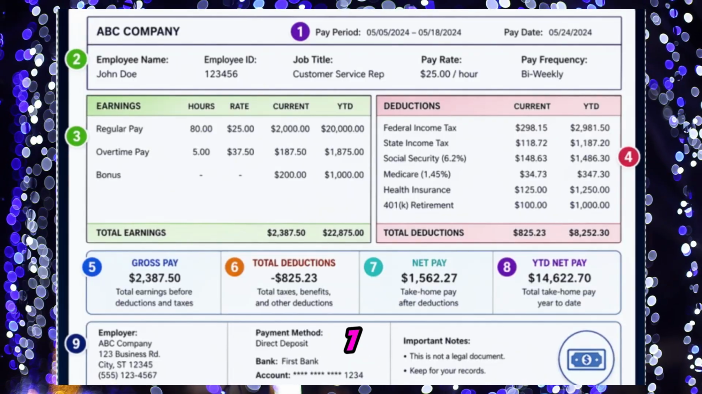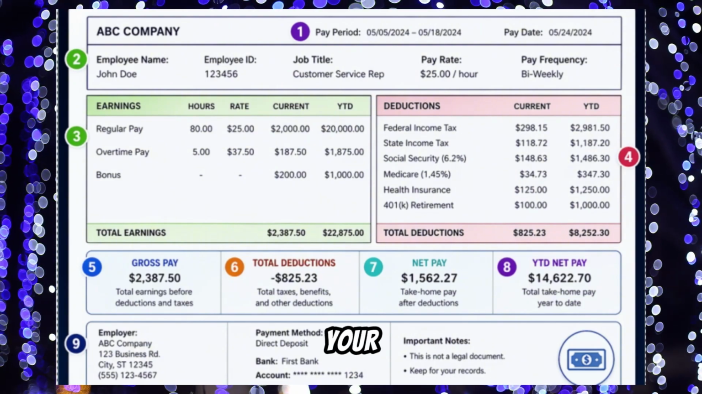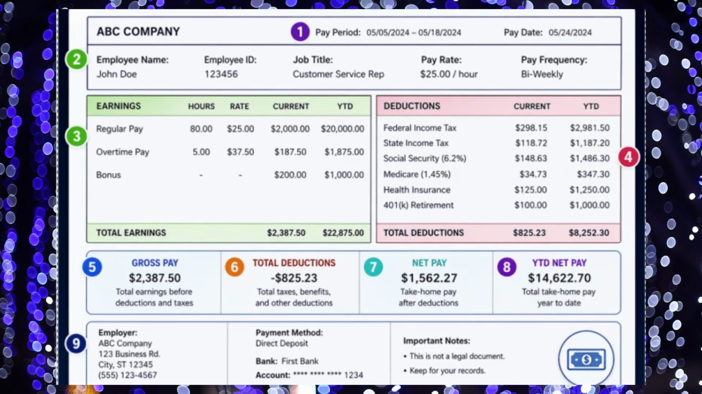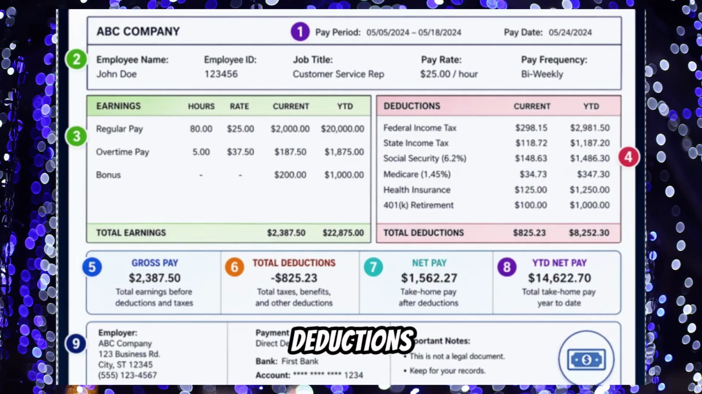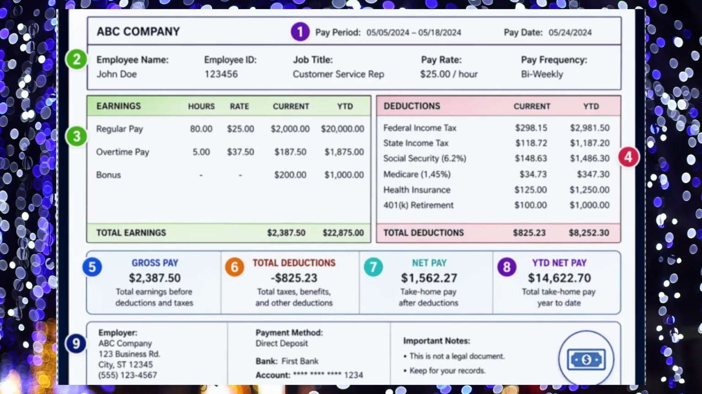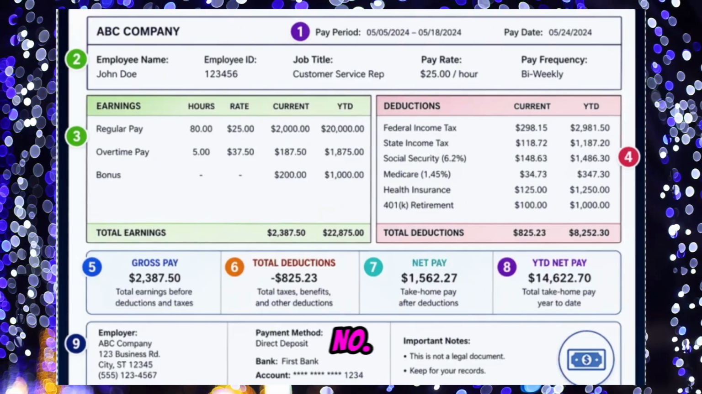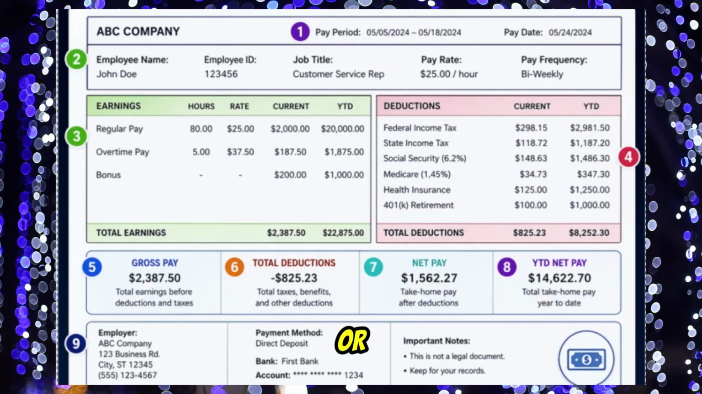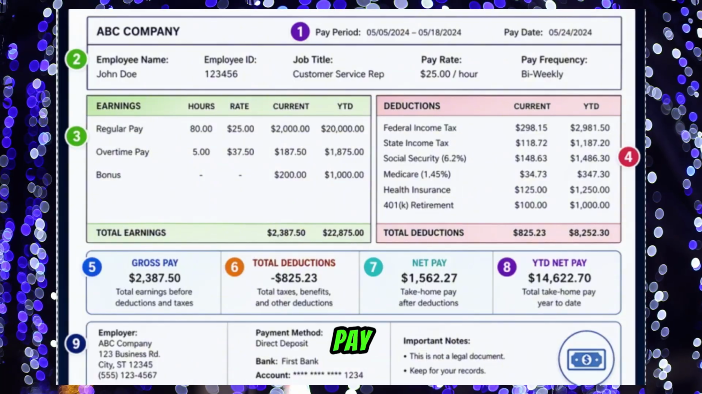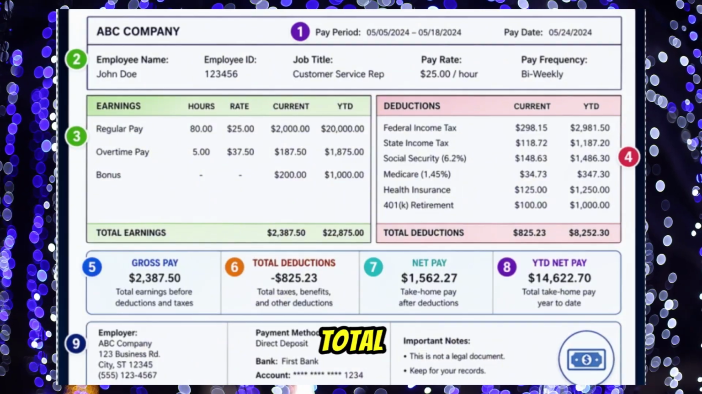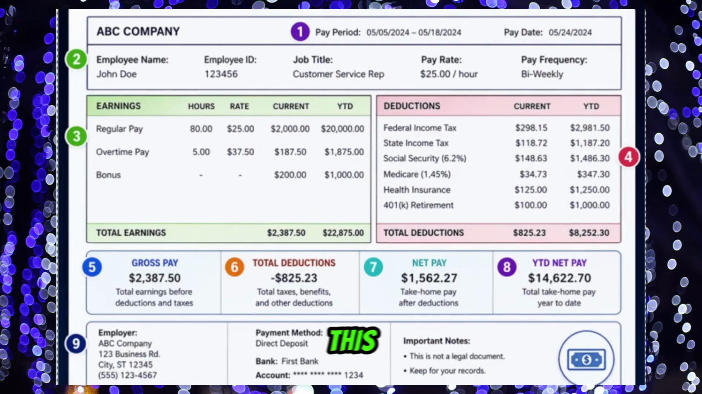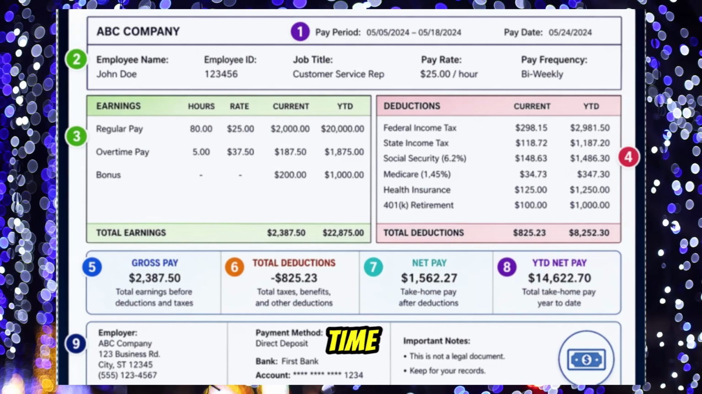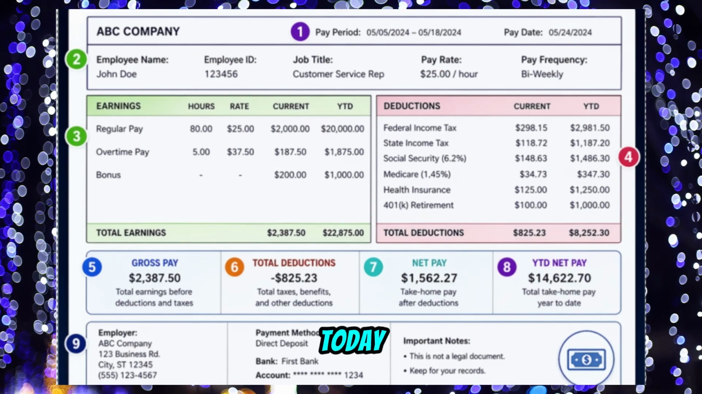Number 7 is your net pay. Your net pay is what you take home after you pay all of your deductions. And then number 8 is your YTD or year-to-date net pay. This is your total take-home pay so far this year. So from the moment you started this year to the present time, this is your year-to-date net pay.